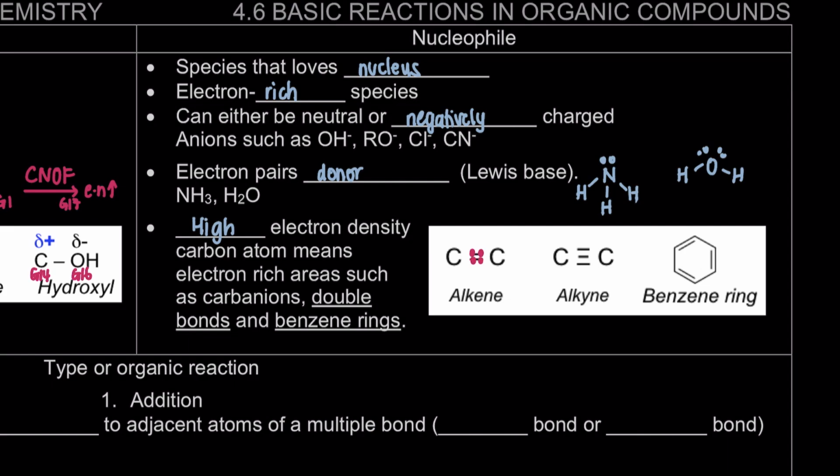For alkyne, again, for each bond we have 2 electrons. So here we have 6. The same goes for benzene. Between this carbon and carbon, we have 4 electrons. Between this carbon and this carbon, we also have 4 electrons. And between this carbon and this carbon, also 4 electrons. So that is the last definition of nucleophile.